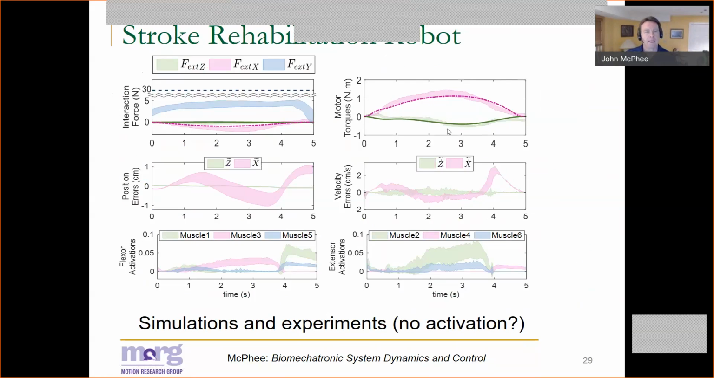However, when we look at the predicted motor torque versus the measured motor torque, we see very good agreement between the simulated predicted torque in the solid lines and the shaded curves that we get from experimental measurements. The tracking error is quite good. You can see the position error in tracking is less than a centimeter.